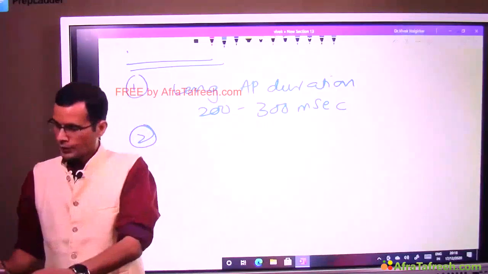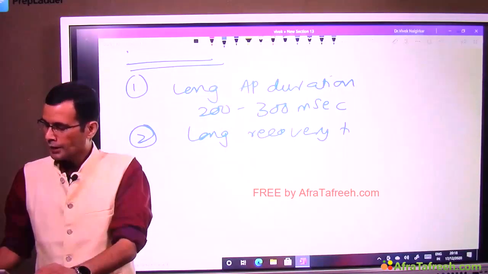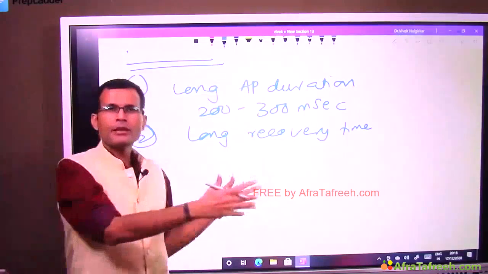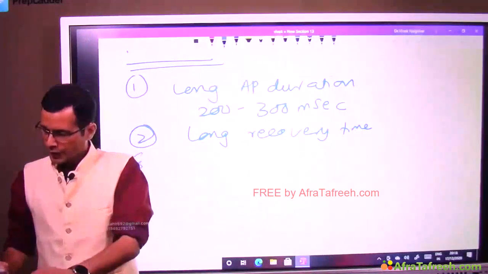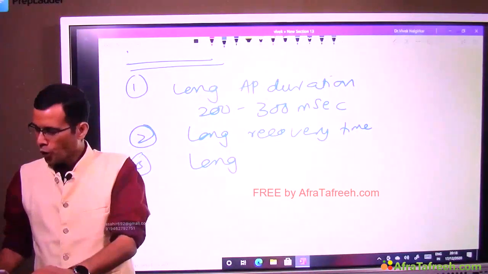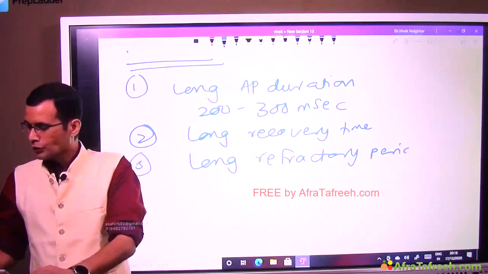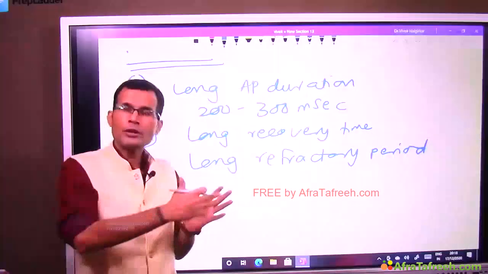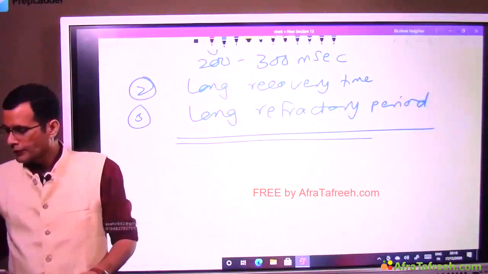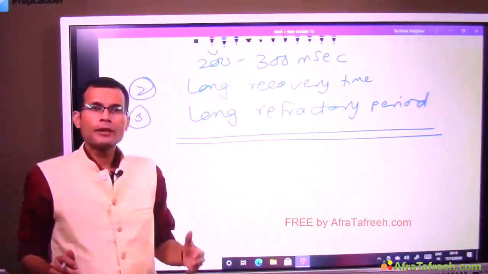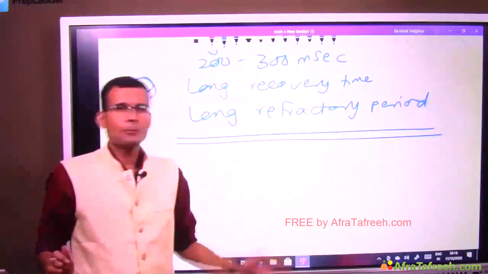Second, long recovery time means repolarization basically is prolonged. So recovery is taking longer time. And most important, a long refractory period. Because the repolarization is taking a long time, it's all the refractory period. And we have done this already. Refractory period is that period after every excitation during which another excitation is not possible.